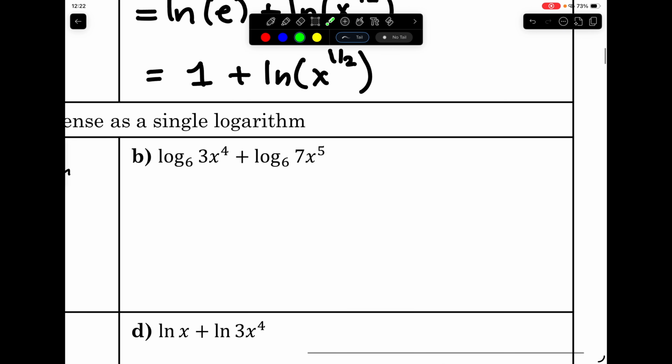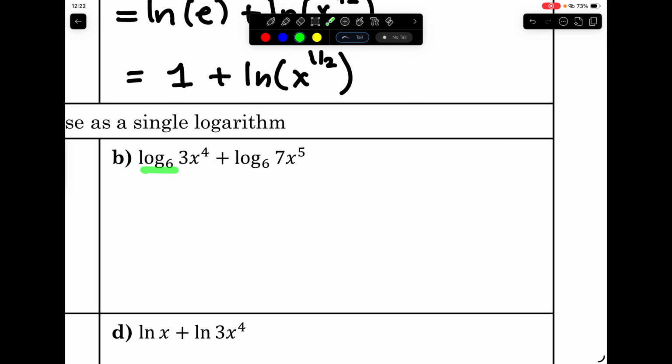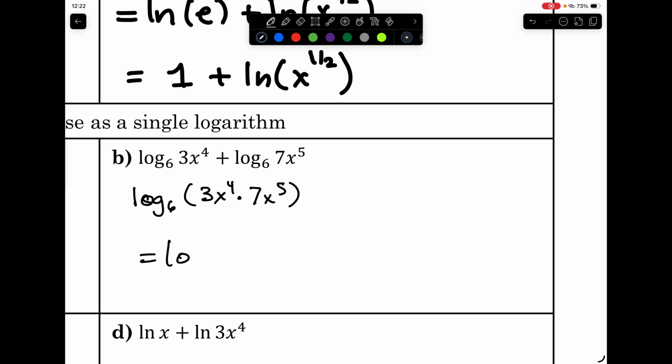And again, regardless of what the base is, I just need to make sure that the logs that I'm adding together have the exact same base. So here, we're going to write 1 log and multiply 3x to the 4th with 7x to the 5th, which is 21x to the 9th power.